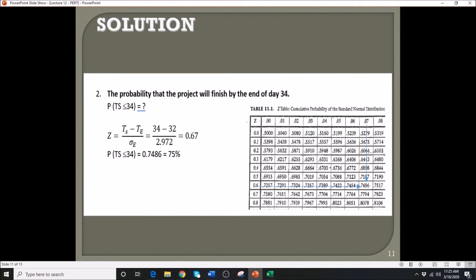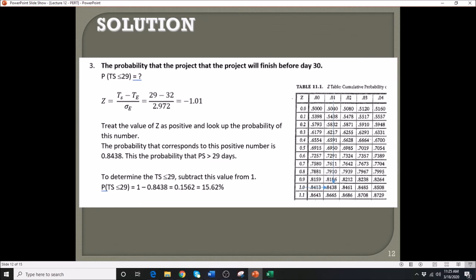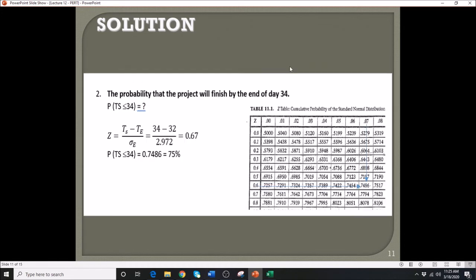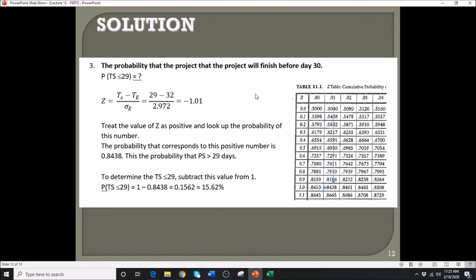All right, let's move on to the third question. What is the probability that the project will finish before day 30? So take note of that. On the previous problem, we were asked for the end. In this case, the project will finish before day 30, which means before day 30. That means 29. So that is your TS.